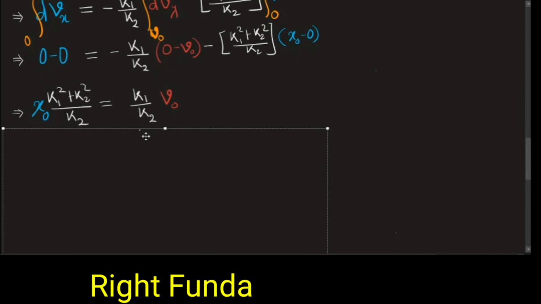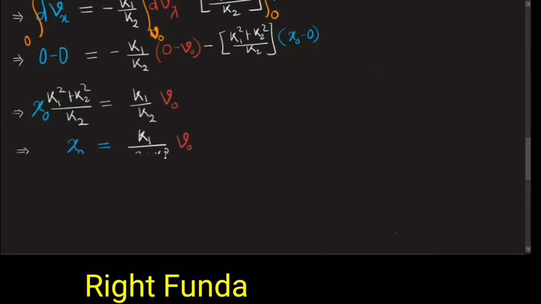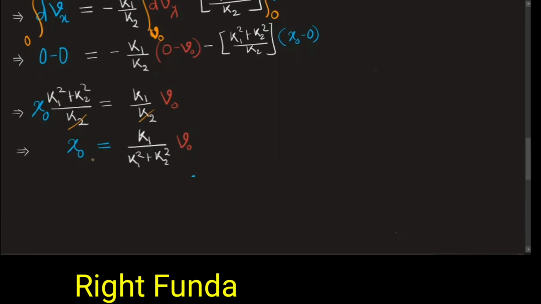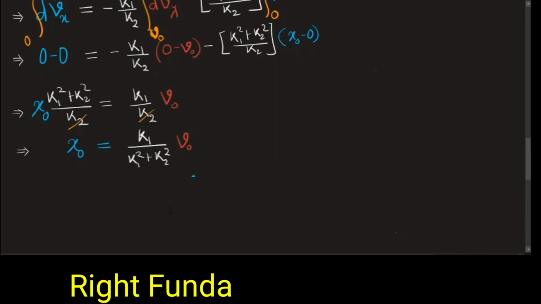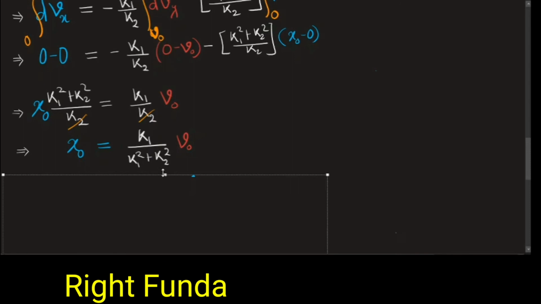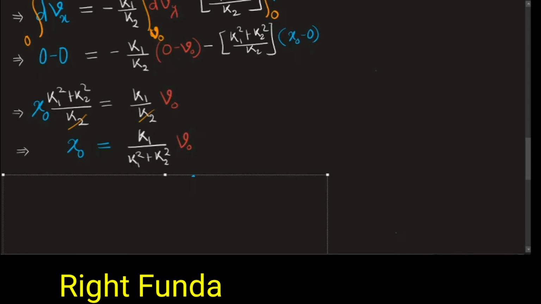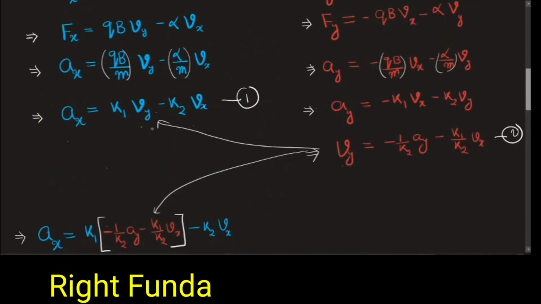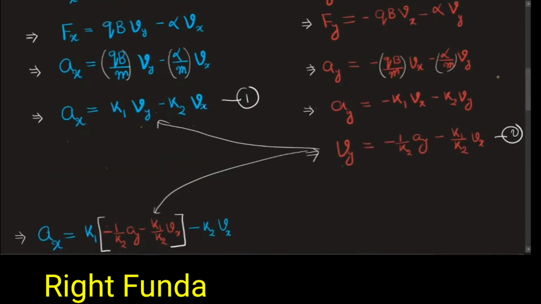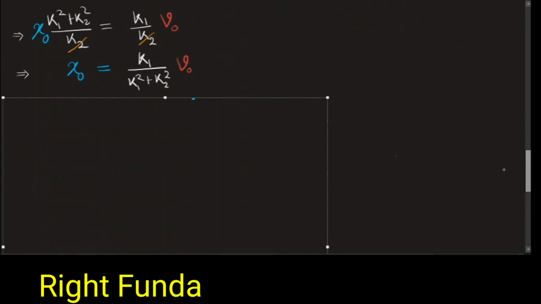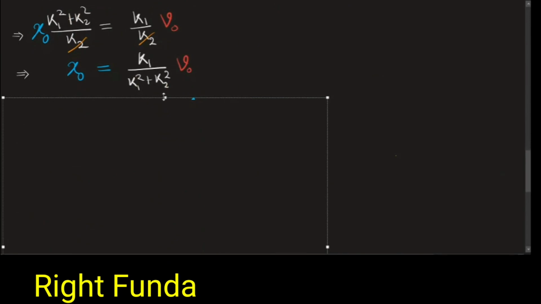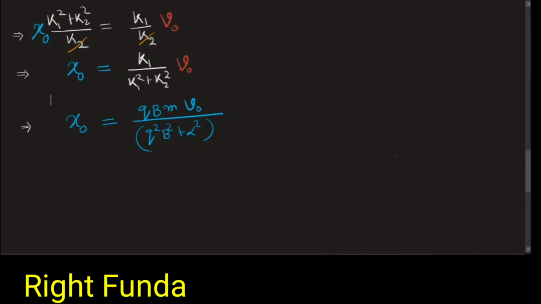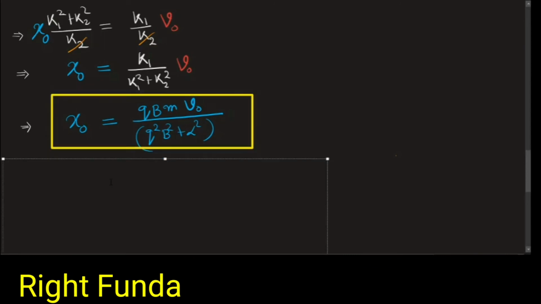From this the x coordinate can be calculated very easily. I take this k2, this 2 gets cancelled, k2 gets cancelled, and I get x naught equal to k1 by k2, k1 square plus k2 square, into v naught. So the K1, K2 values need to be substituted. We have taken K1 in place of qB by m and K2 in terms of alpha by m. If I put the values of K1 and K2, then we get the equation x0 to be equal to this. This is my x0 coordinate where the particle will come to rest.